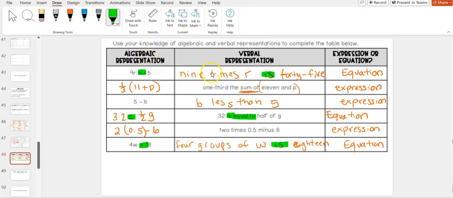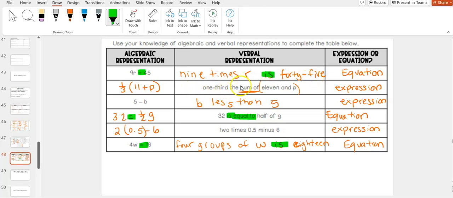I just did a basic 9 times r is 45. Notice that I wrote out my words. I didn't do numbers. The verbal representation should be fully verbal. Well, I mean, I guess they didn't do it here, so you could have written the 45 there.